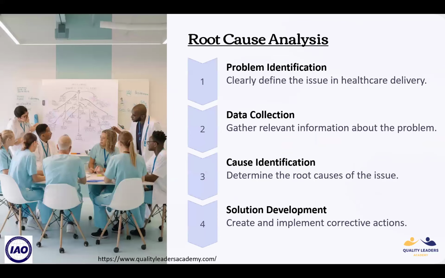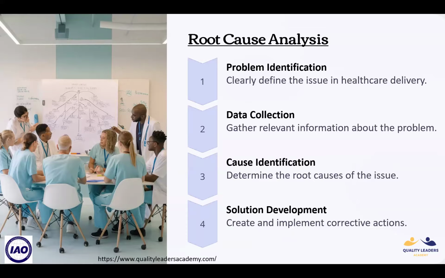Coming to root cause analysis, RCA, it has 4 steps: problem identification, data collection, cause identification, solution development. Problem identification means we define the issue clearly. Whenever an incident is reported, we do root cause analysis, right? So we define the issue clearly: what happened, to whom it happened, when it happened, and what sort of harm or risk has resulted, right?